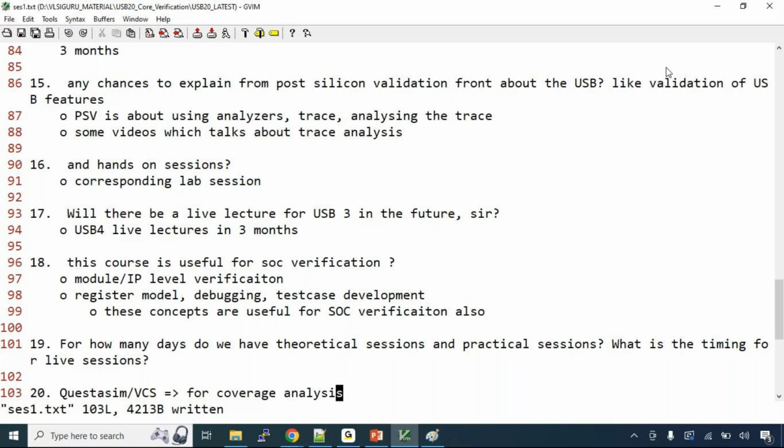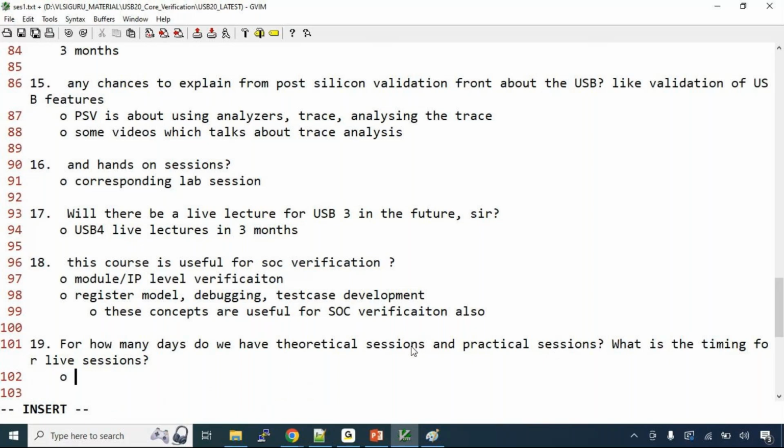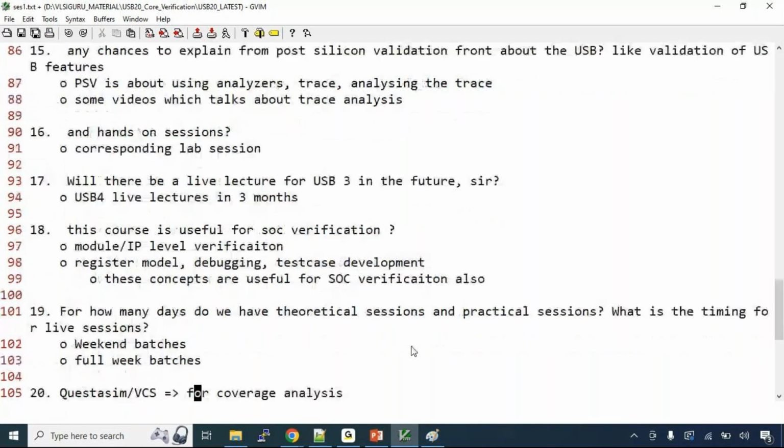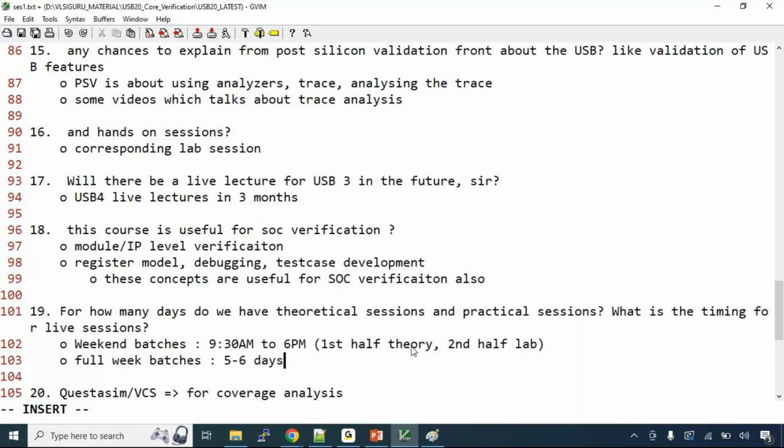Next, for how many days do we have theoretical sessions and practical sessions? Generally, we will run it as two separate batches: weekend batches and full week batches. Weekend batches mostly will run from 9:30 a.m. till 6 p.m., first half theory, second half lab. Full week is a different schedule, around 5 to 6 days per week. That we'll discuss.